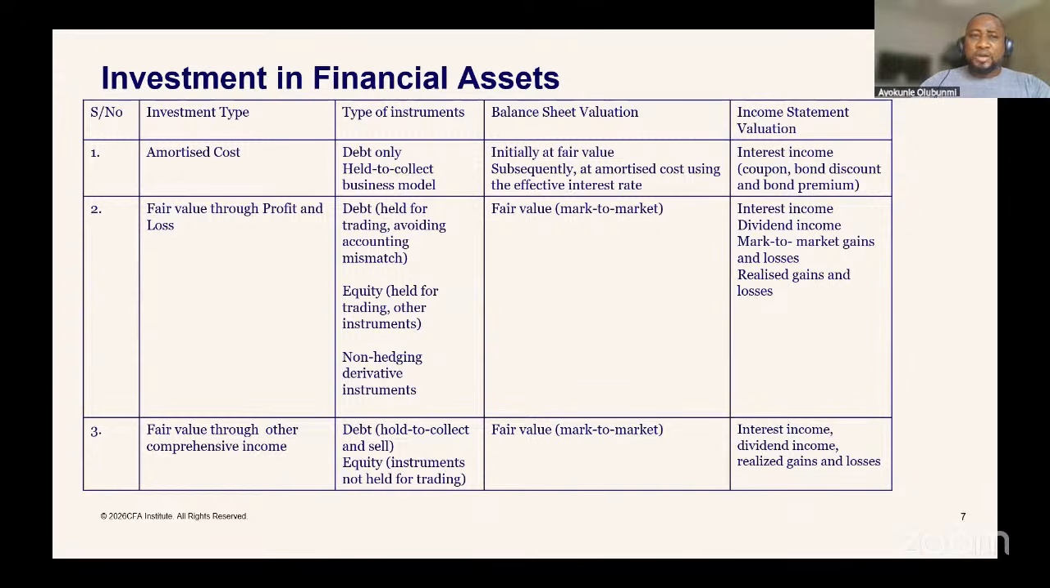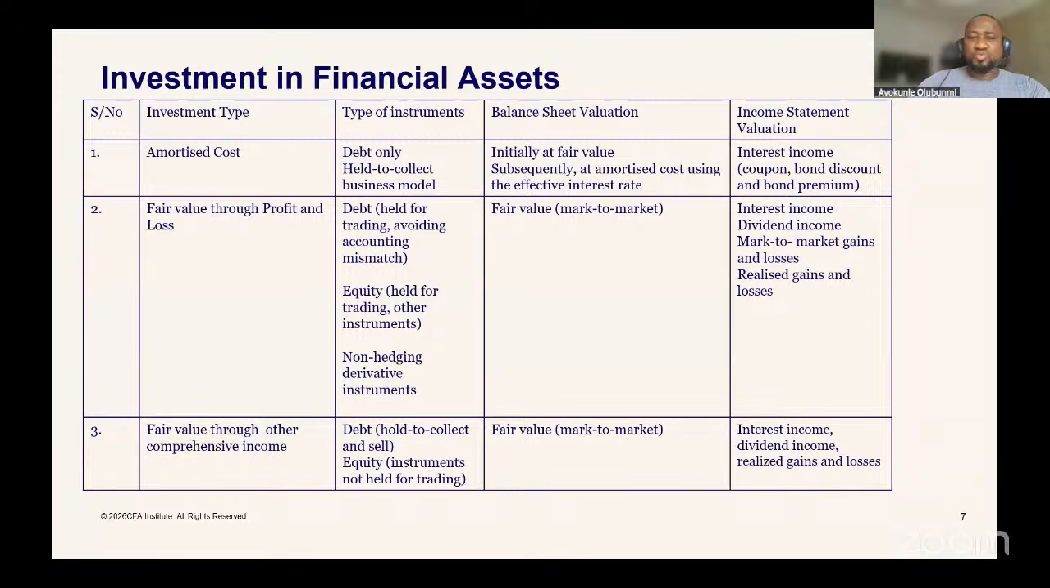Now, for your fair value through profit or loss, we mark it to market. That means that on the balance sheet, the value that we see there is the market value or the fair value of that particular instrument. And then the mark to market gains or losses will be in your what? Your income statement. So in your income statement, what you have there is your interest income, your dividend income, your mark to market gains or losses, and realized gains and losses.